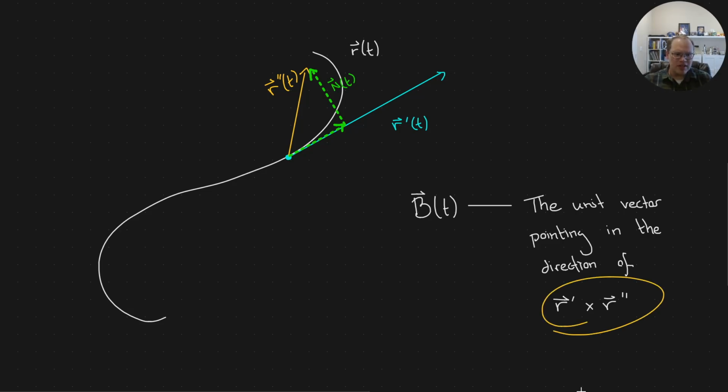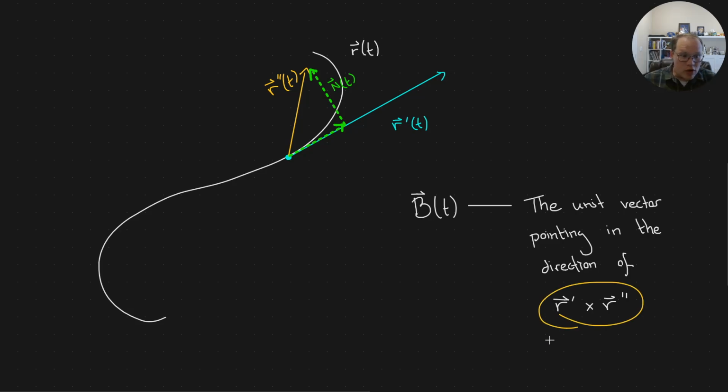Notice I've left off the t here. A lot of times we do that to simplify the notation. I could put the of t, there's nothing wrong with that, but it starts to look a little busy, doesn't it? So a lot of times we'll just leave that off and it's understood that these are functions of t. We're just not writing it.